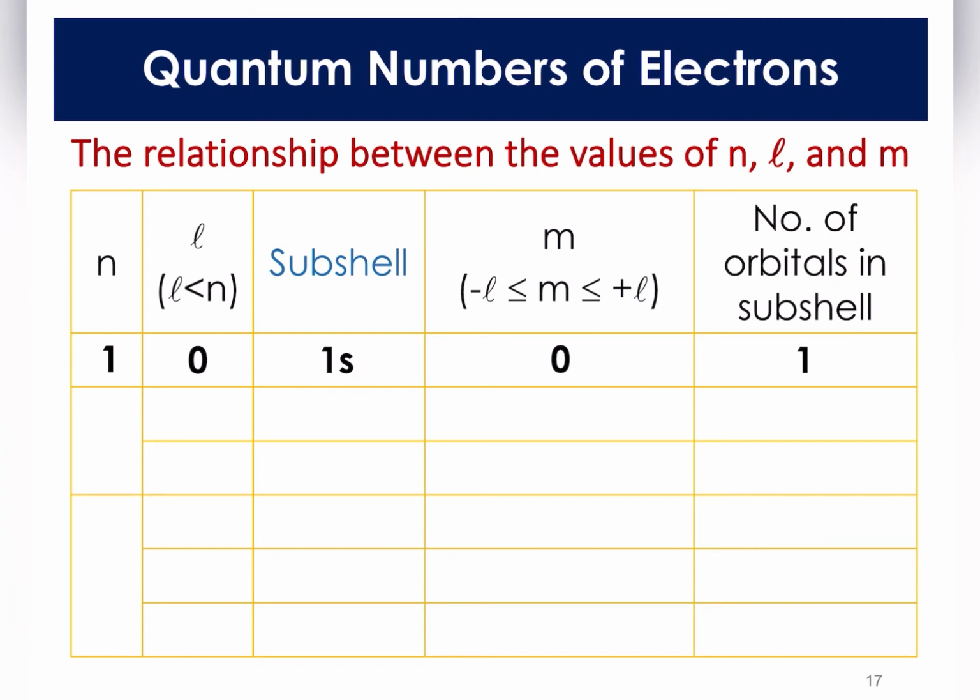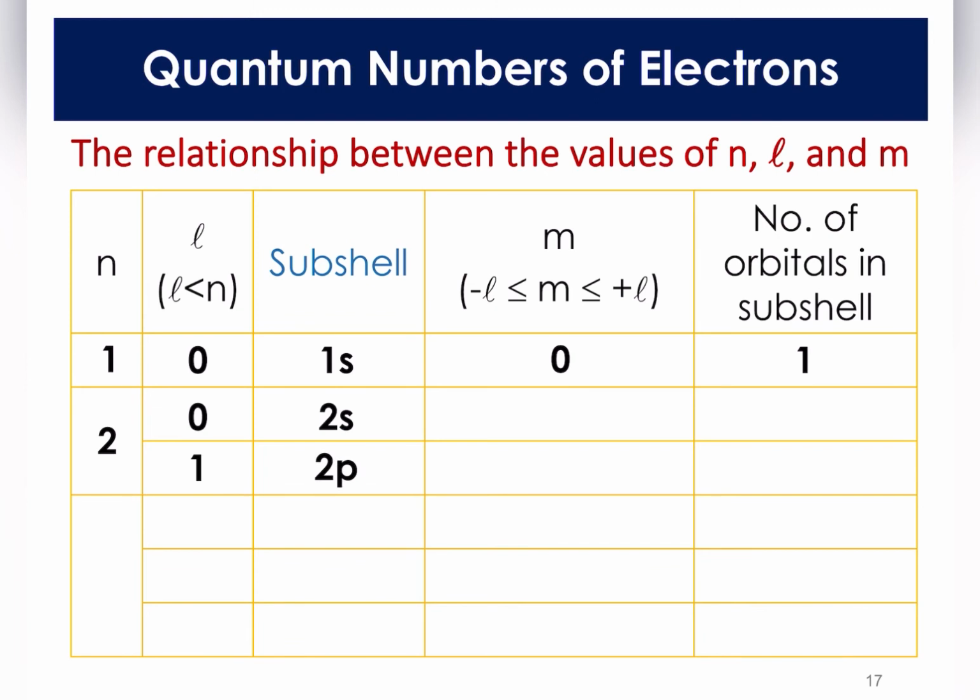Okay, next one. What you have here, you got 2. So n equals to 2, your L is going to be 0 and 1. And the next one, your subshell, 0 is for s orbital, so it's going to be 2s. 1 is for p orbital, it's going to be 2p.